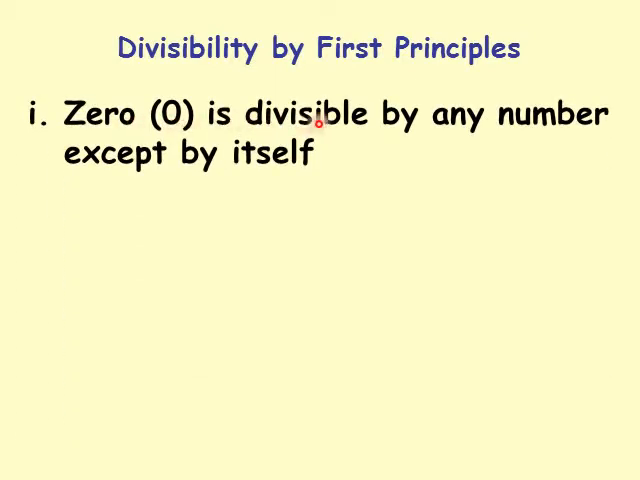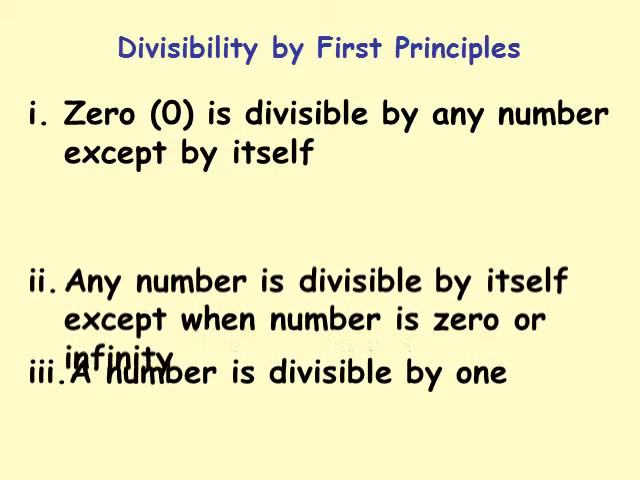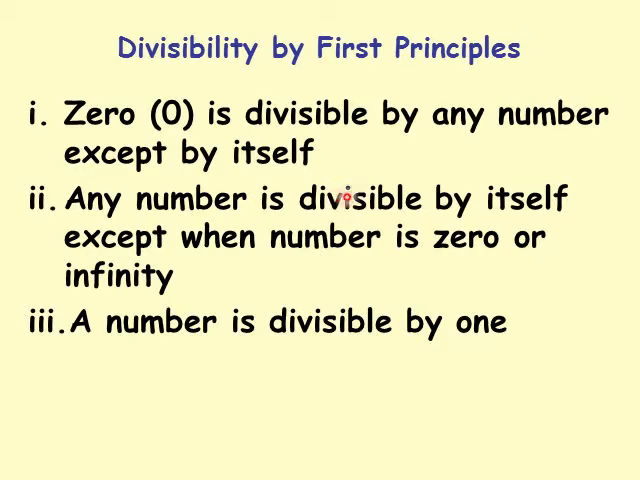First, 0 is divisible by any number except by itself. Any number is divisible by itself except when the number is 0 or infinity. A number is divisible by 1. So these are the first principles. We don't have to do any test here. Just say 0 is divisible by any number except itself, a number is divisible by itself except when the number is 0 or infinity, and a number is divisible by 1.